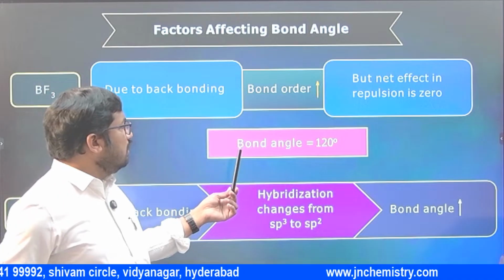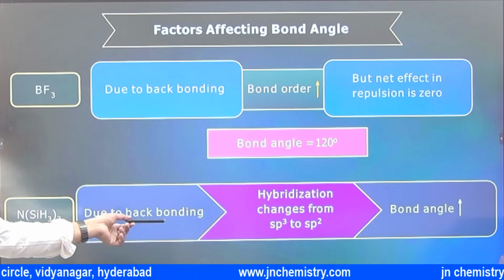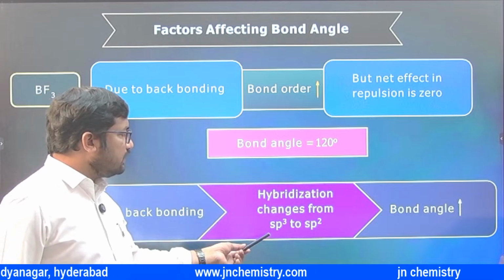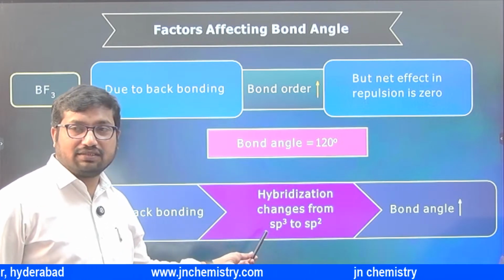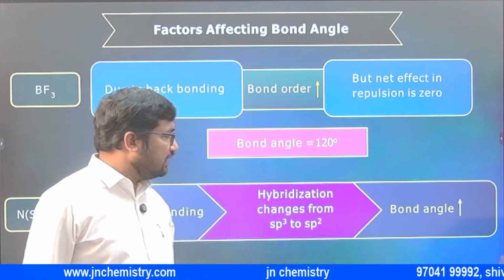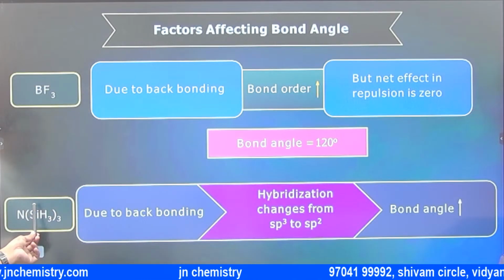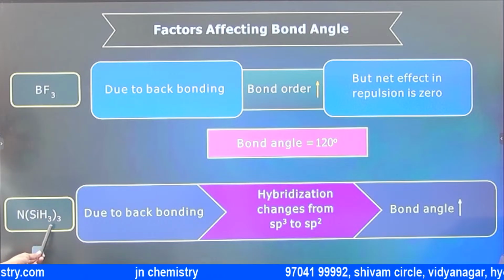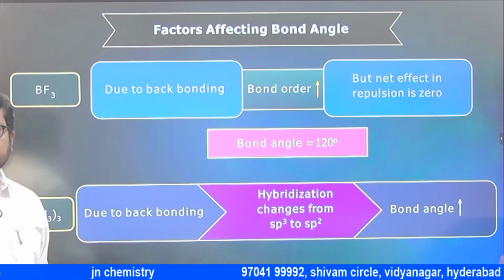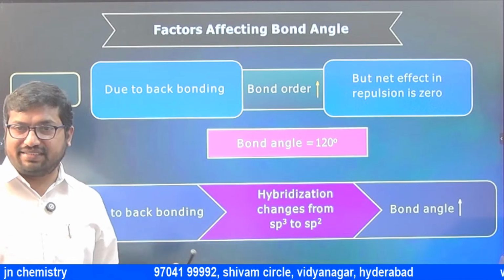In the case of N(SiCl3), due to back bonding, the hybridization changes from sp3 to sp2 because of the double bond, so the bond angle increases. This point is also important: in this particular case, N(SiCl3), because of back bonding the hybridization is changing. True or false?